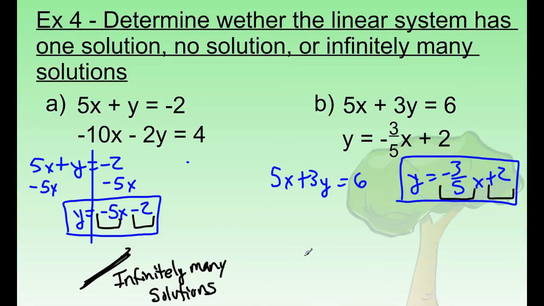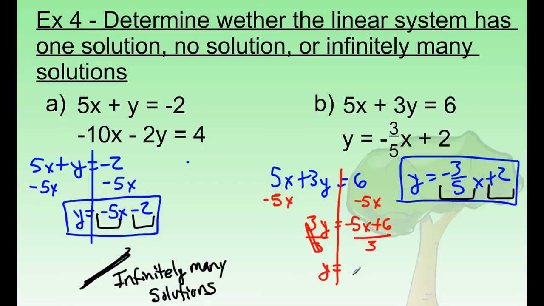Okay, on the left, solve for y, subtract 5x. 3y equals -5x plus 6. Divide by 3 on both sides. Cancels. y equals -5/3 x plus 2. All right. Where -5/3 is the slope, +2 is the intercept.